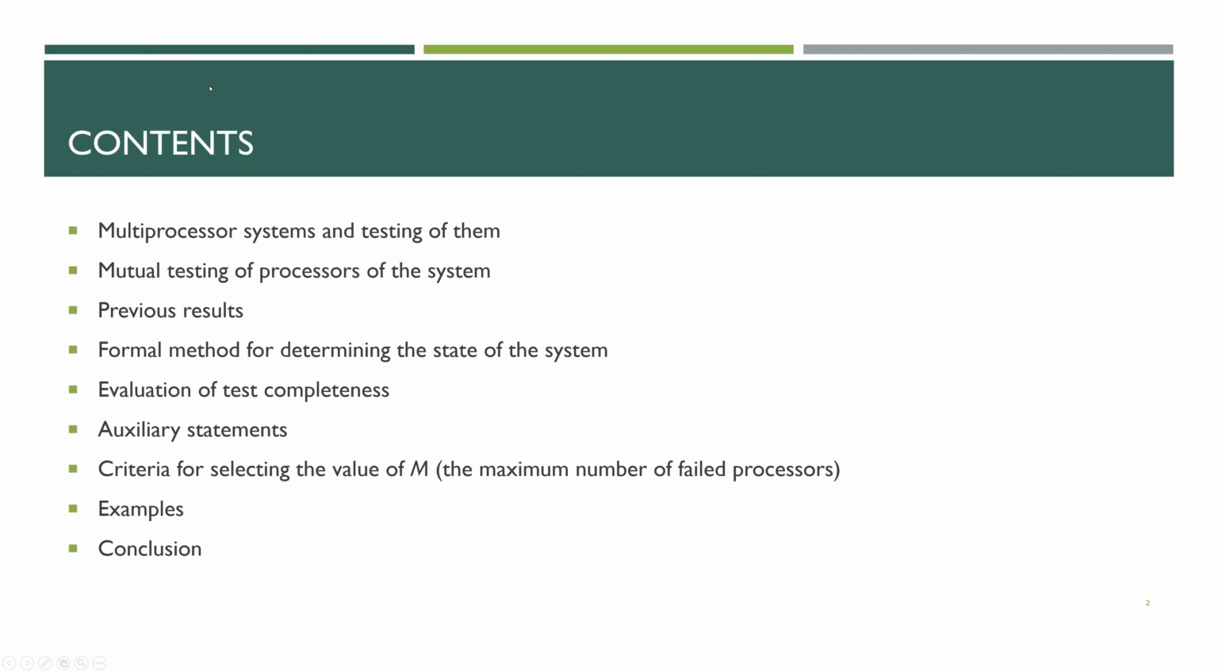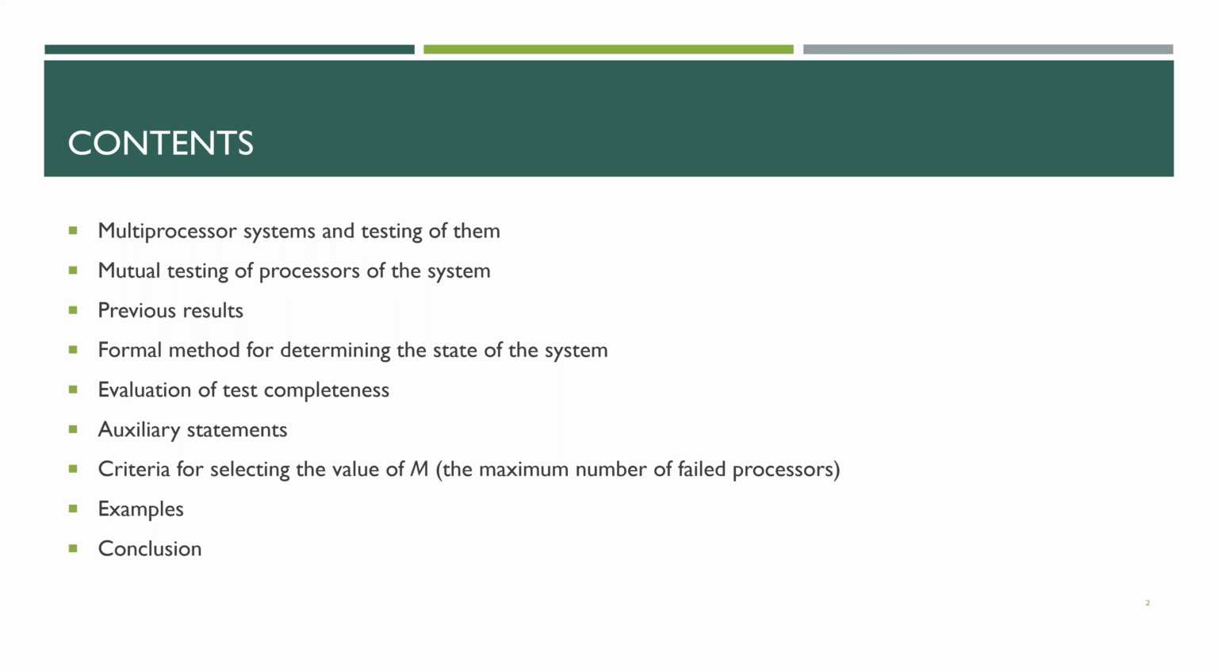Let's see the plan of the presentation. First, the problem of testing of a multiprocessor system will be described. One of the possible solutions is mutual testing of processors of the system, and it will be described in more detail. Then the previously obtained results in this area are provided. After it, a detailed description of the proposed formal method for determining the state of the system is presented.